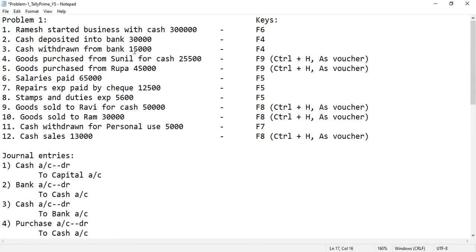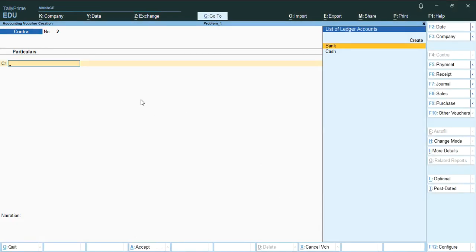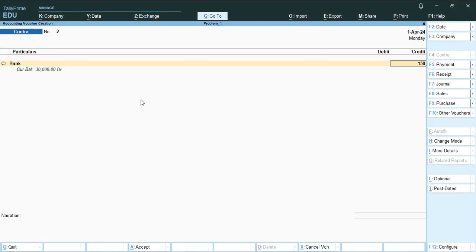Next, cash withdrawn from bank 15,000 is also contra. See here we have not mentioned anything like for personal use or for office use. Whenever nothing is mentioned and it is just given as cash withdrawn from bank, consider it as office use. Say contra, 15,000.